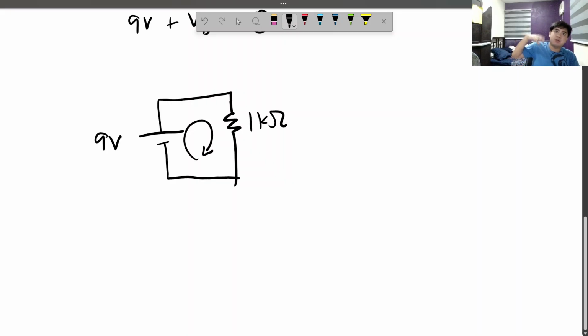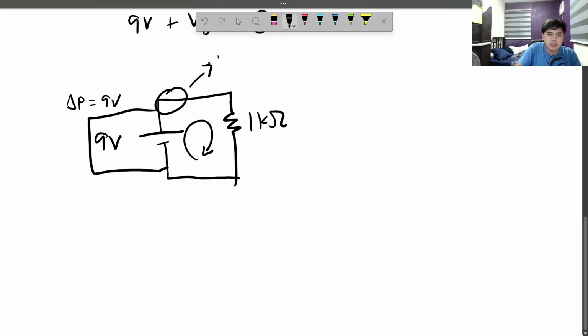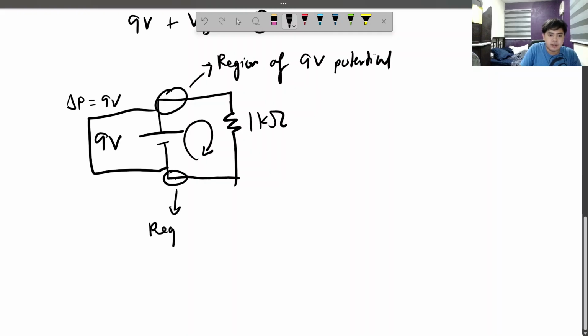Why is the algebraic sum 0? Well, because the potential difference between this is 9 volts. So the potential difference really means that in here, this is a region of high potential. Let's say 9-volt potential. And in here, this is a region of 0-volt potential or low potential.